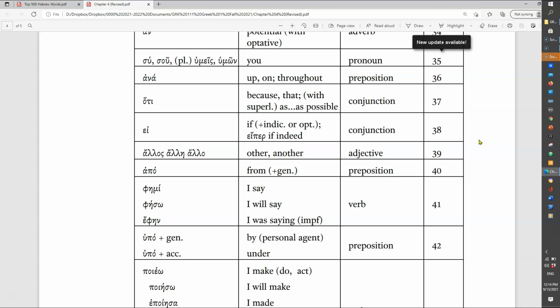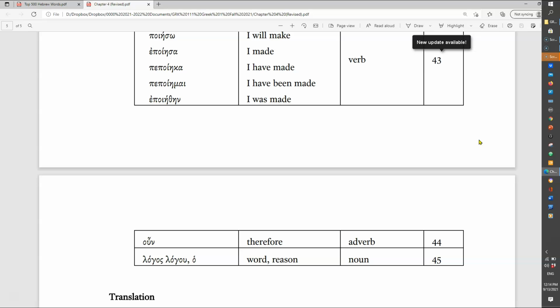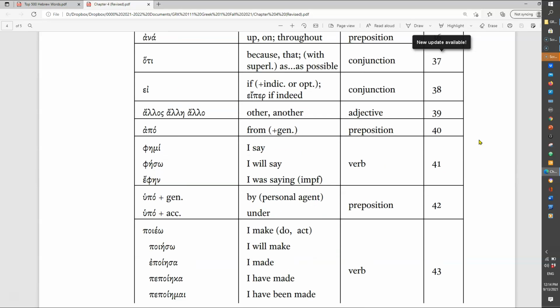I got a winner for you. If your blood sugar is hyperglycemic, what does that mean? Too high. And if it's hypoglycemic, what is it? It's down, right? So it comes from that word right there. So what about this poieo word?